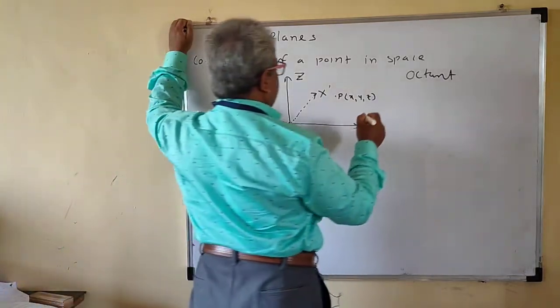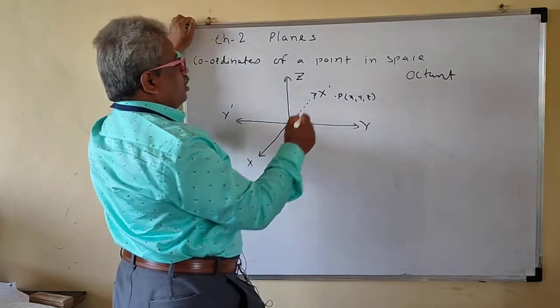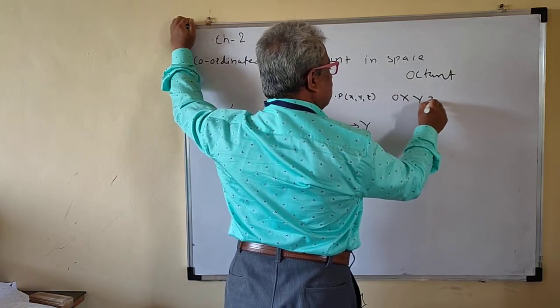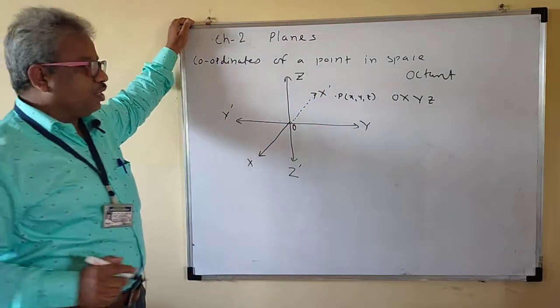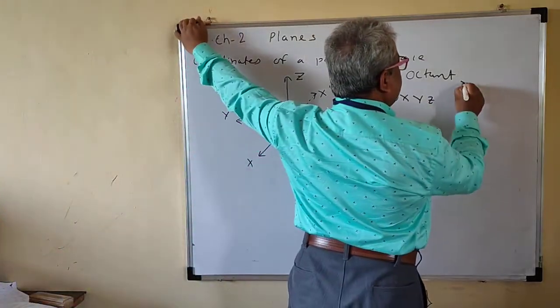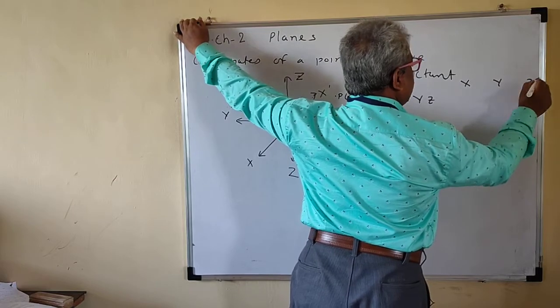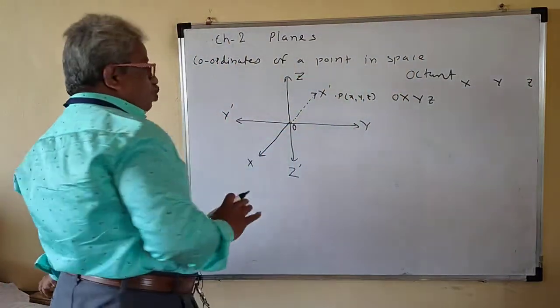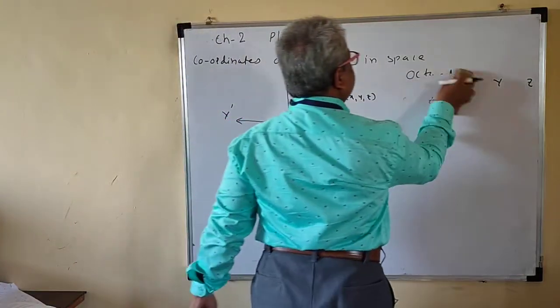The first part is O, X, Y, Z. This is called the first octant. Here we have your X, your Y and your Z. Before that, we will see how to find the coordinates of a point.